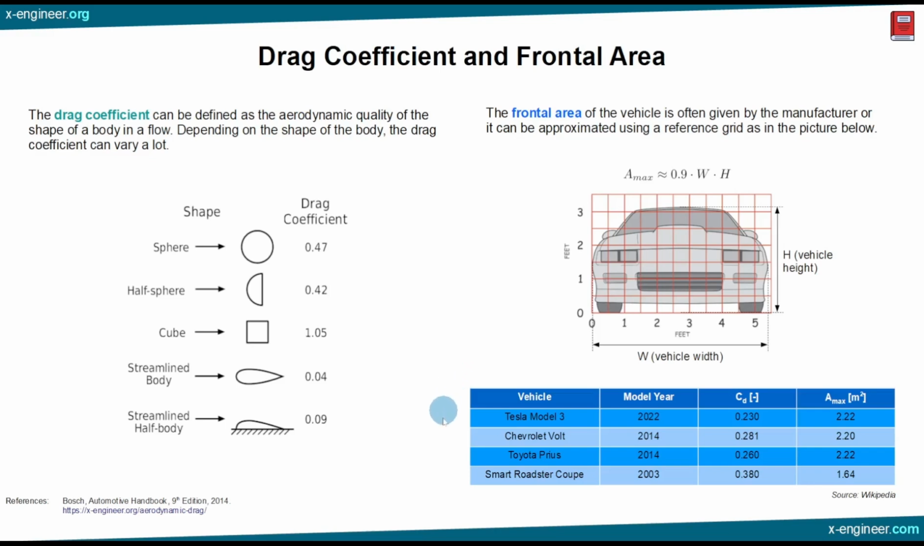For example, in this table we can see 4 vehicles with their corresponding model year and their values for aerodynamic drag coefficient, CD, and maximum frontal area. The values for Tesla Model 3 are a drag coefficient of 0.23 and a frontal area of 2.22 square meters, which are going to be used further to calculate and size the torque and power of the electric machine.